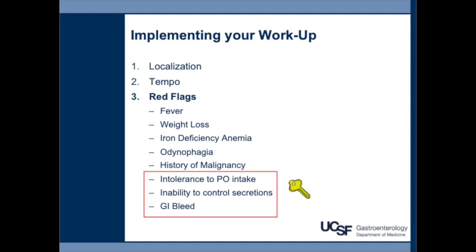If any of these 3 are present: intolerance to taking PO, inability to control secretions, or GI bleeding, melena or hematemesis, these are all indications for emergent evaluation. It's helpful to let your patient know you'll be placing a referral to GI and to help prepare them that there may be diagnostic testing that involves procedures as next steps.